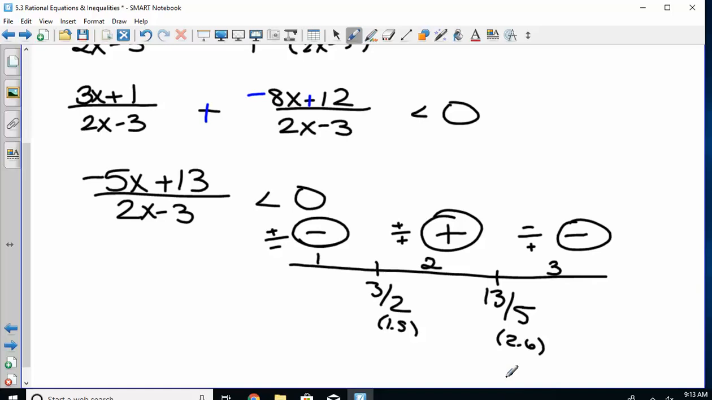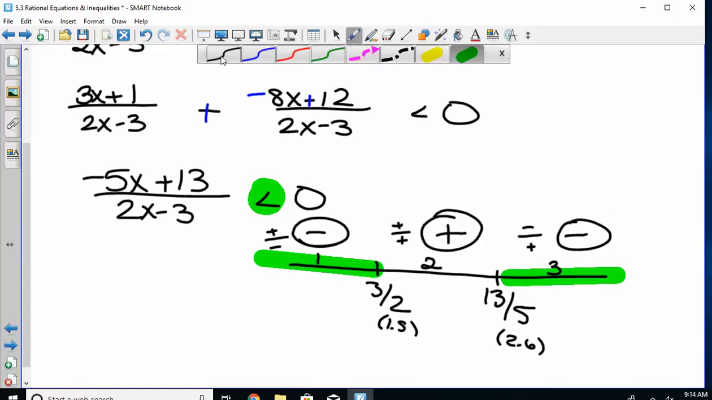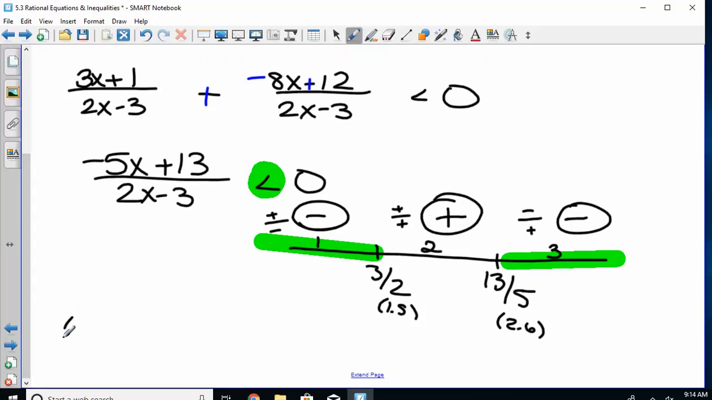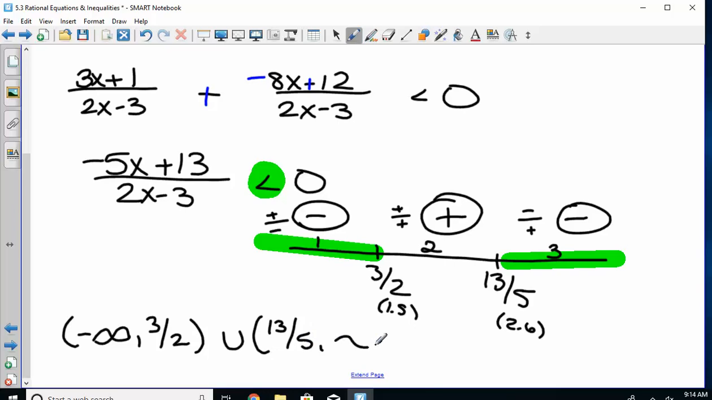So we said it went negative, positive, negative. Does your graph match that? Yeah. Below, above, below. So that matches. Okay. We wanted less than 0. Less than means negatives. There's no equal to, so do I have to worry about what gets a bracket and what doesn't? No, there's no equal to, everything's parentheses. So it will be negative infinity to 3 over 2 union 13 over 5 to infinity.